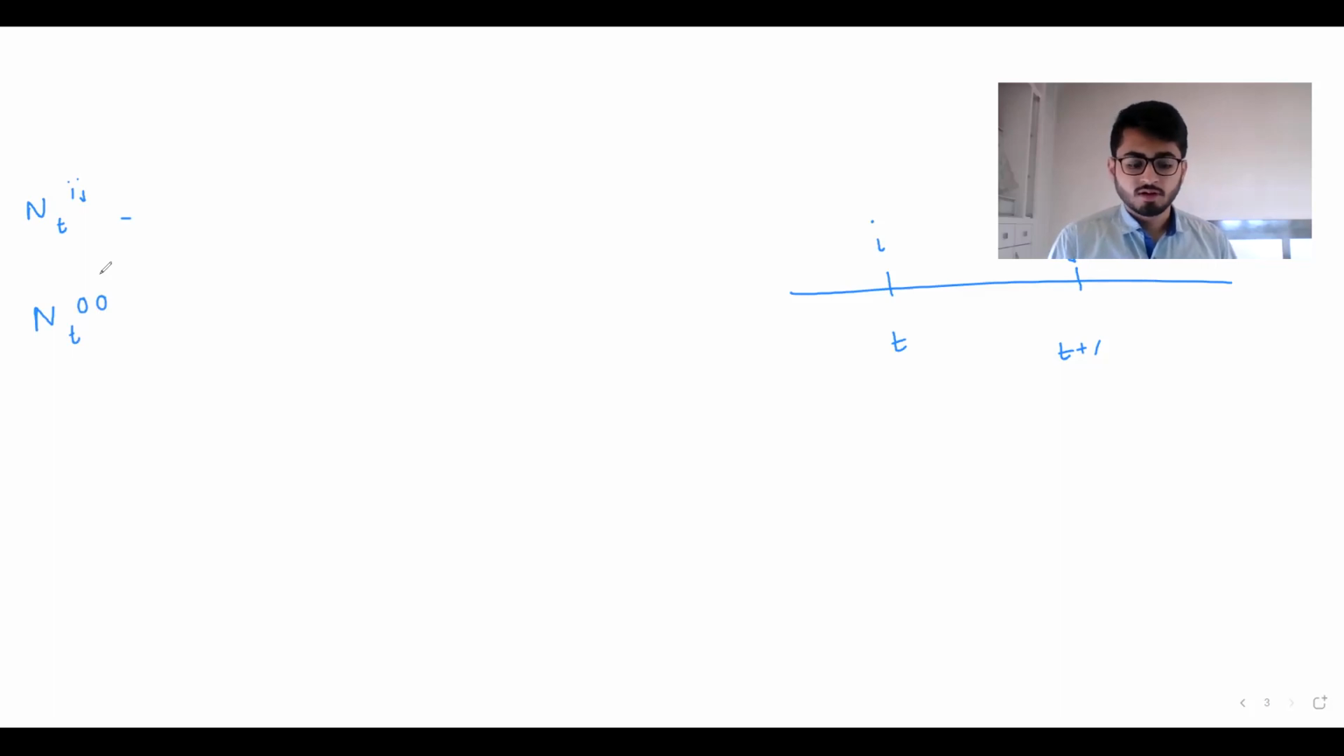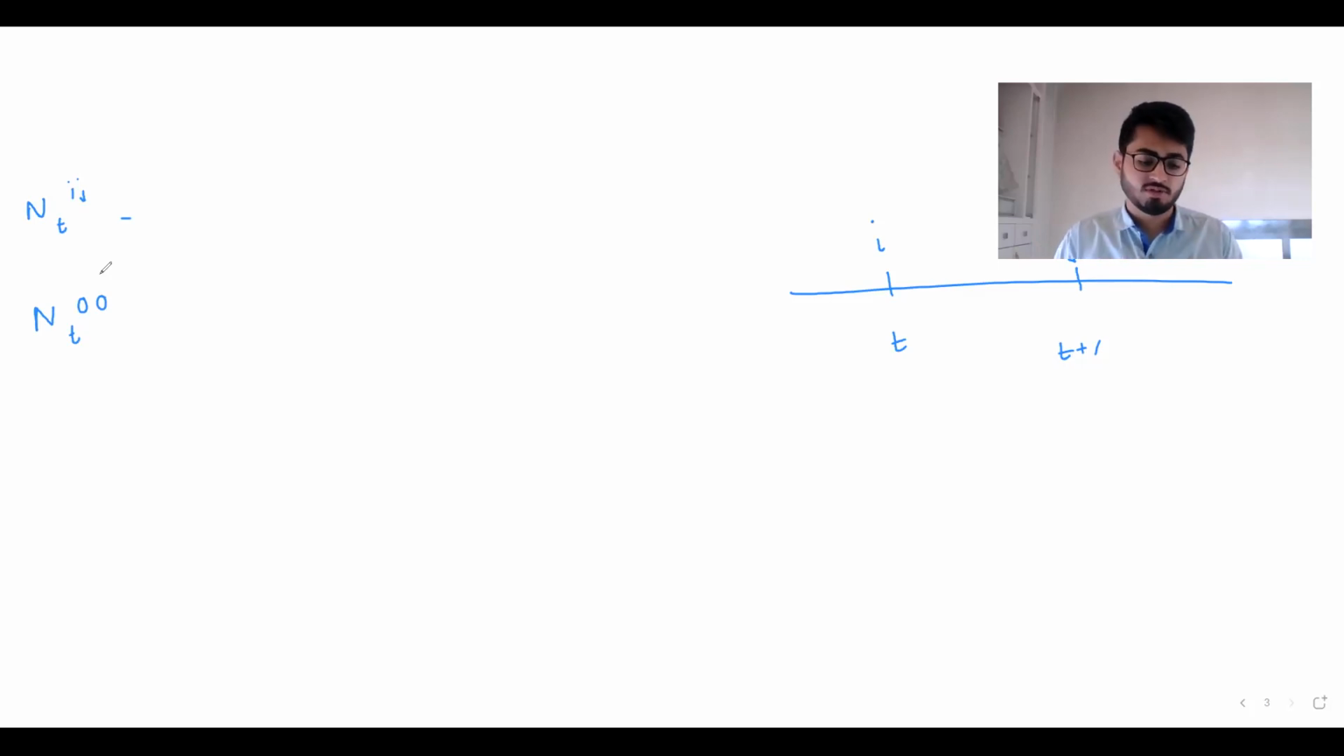N_T00 is basically what? The probability that, given 0 customers were waiting in the queue, in the next time interval, again 0 customers would be waiting in the queue. Now, this I would say is a very, very tricky part. So let me show you the possibilities.